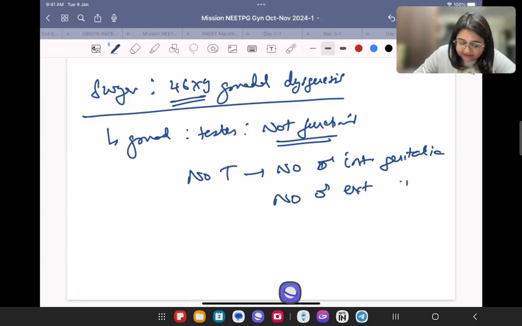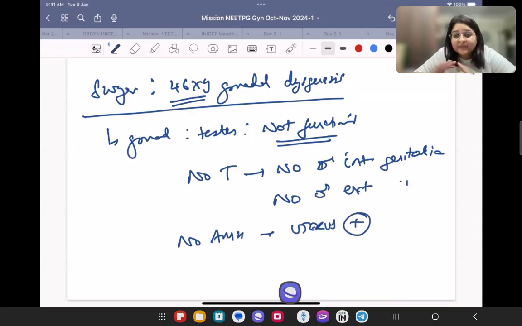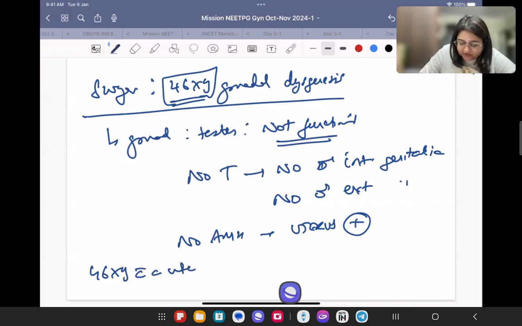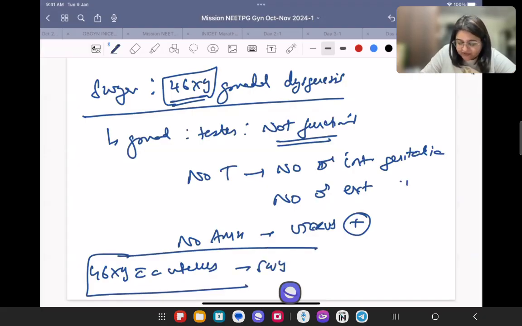Okay, and there is no AMH, so what's going to happen? The uterus is going to be present. So the Mullerian duct is going to develop. So you have a 46XY individual with a uterus. So whenever you encounter this scenario, 46XY with a uterus, okay, this means this is Swyer syndrome.